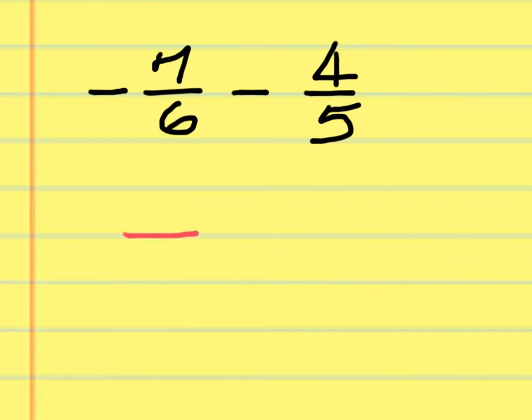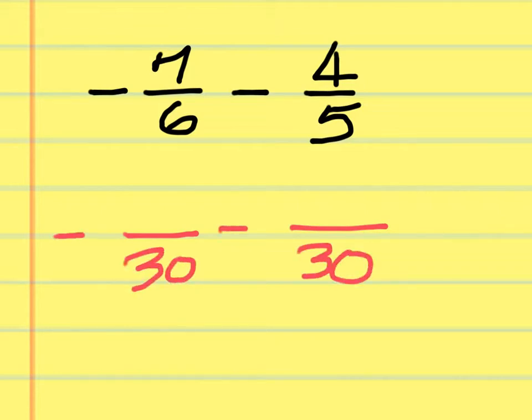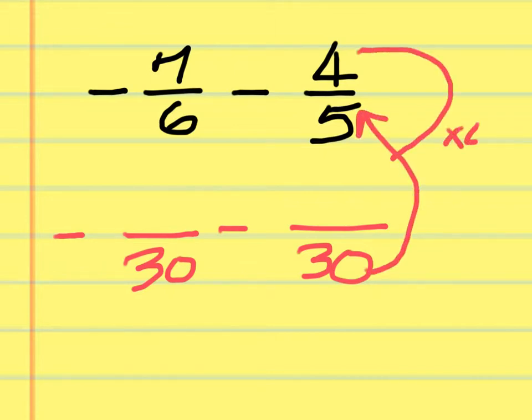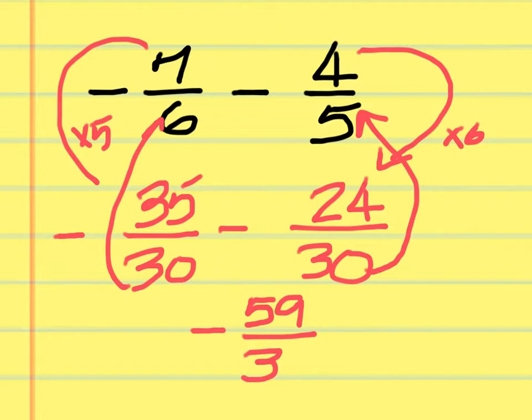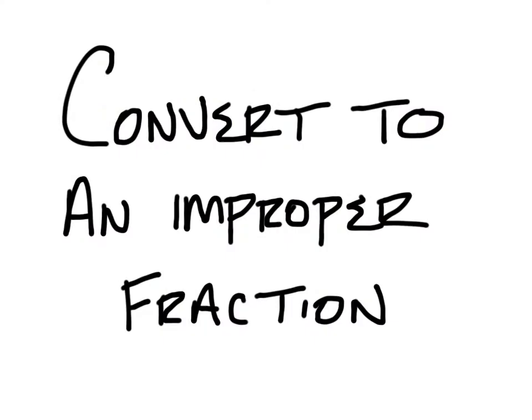The common denominator between 5 and 6 is 30. Keep your signs the same. 30 divided by 5 is 6, so I multiply 4 by 6 to get 24. 30 divided by 6 is 5. 7 times 5 is 35. Negative 35 minus 24 is a negative 59. And that's going to be over 30. Or you could have written negative 1 and 29/30.